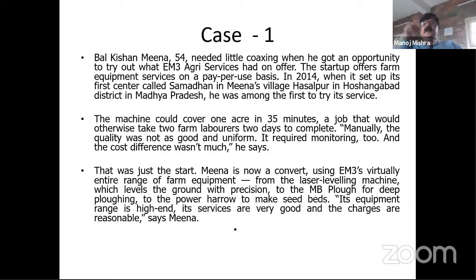What he has narrated is that a machine that this company is providing could cover 1 acre in 35 minutes, a job that was otherwise done by 2 farm laborers and took 2 days to complete. Now, you can look at it, it's machine operated, so the quality will be good. It will be uniform in nature.